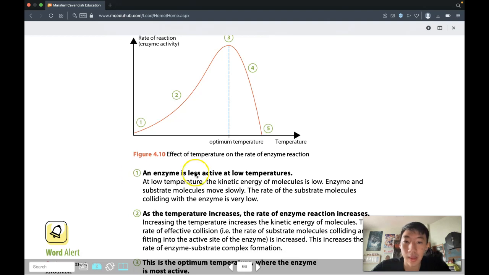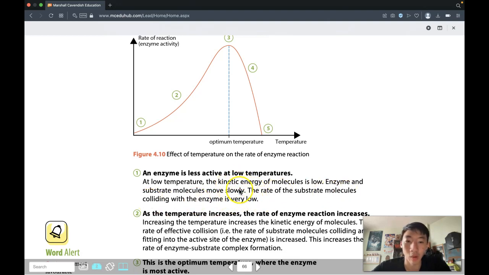An enzyme is less active at low temperature. Or you can say the enzyme is inactive at low temperature. So at low temperature, the kinetic energy of molecules is low. Enzyme and substrate molecules move slowly. The rate of substrate molecules colliding with the enzyme is low.